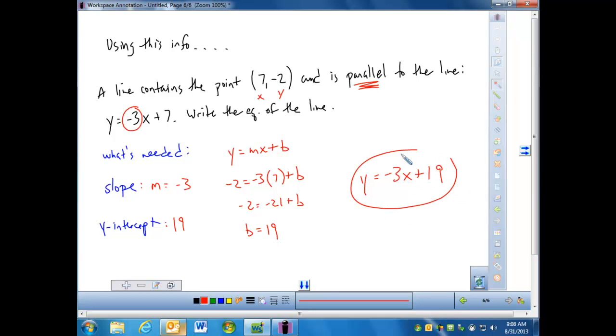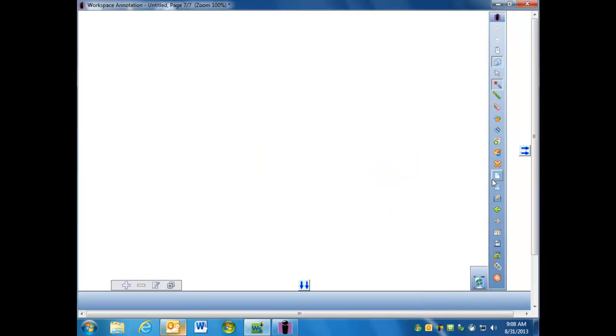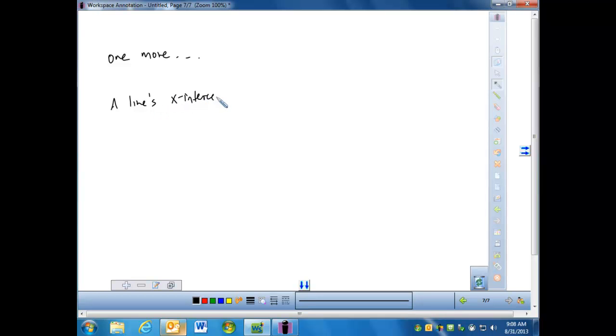Hopefully you remember that a little bit from prior years. Got one more example of this, just kind of switching up the information a little bit, to make you think a little here. So what if I tell you that a line's x-intercept is at 6. And we know that the line itself is perpendicular. Remember our perpendicular symbol. It's perpendicular to the line y equals positive 4/3 x minus 7.